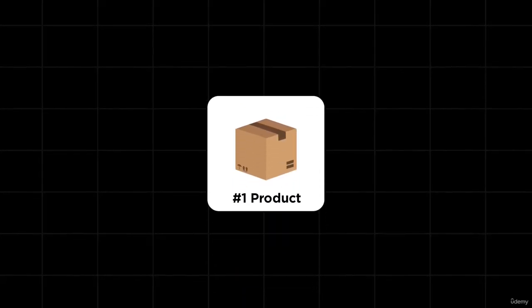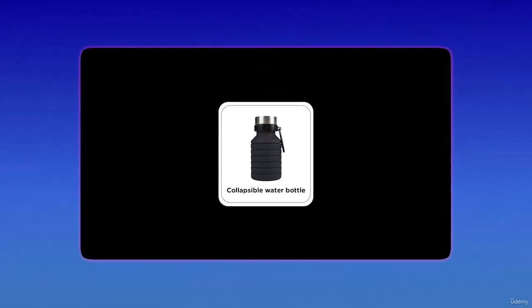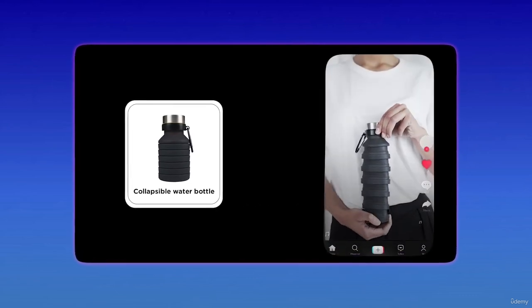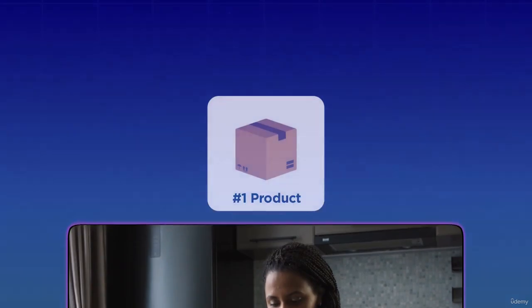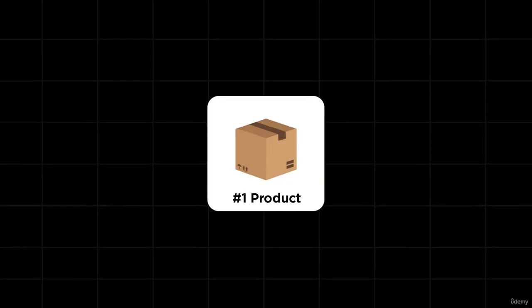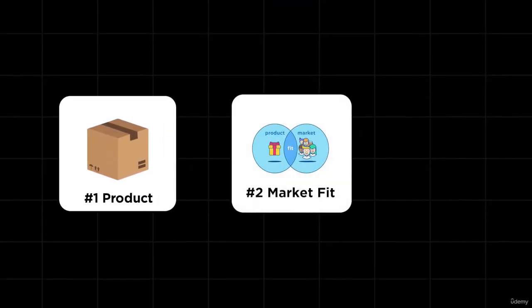So as always, the first thing that you want to start with is the product. You need a good product because it doesn't matter how good your video is. If nobody wants to buy the product and it's not an in-demand product, it doesn't matter, right? So first you start with the product. Then the next thing you want to start with is the product market fit, right?